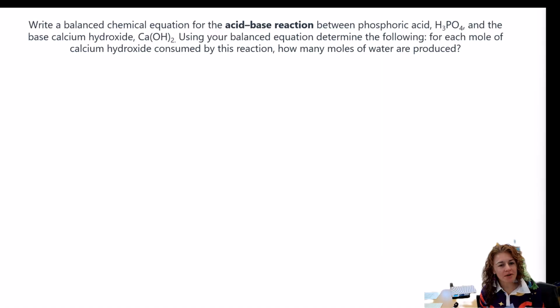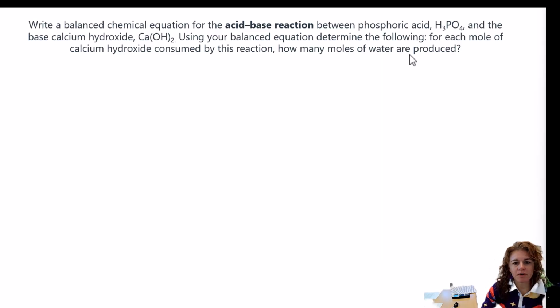I want to do the question from your quiz. This question you guys struggled with, so I want to make sure that we understand how to do this in case we're asked to do it in the future. So the question is as follows. Write a balanced chemical equation for the acid-base reaction between phosphoric acid and the base calcium hydroxide. Use your balanced equation to determine the following. For each mole of calcium hydroxide consumed, how many moles of water are produced?